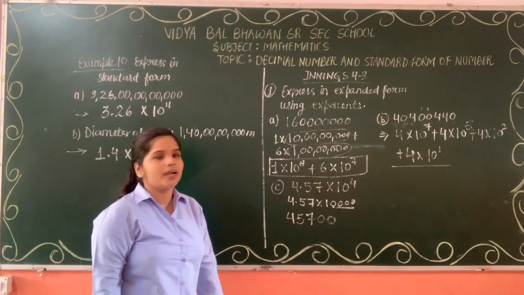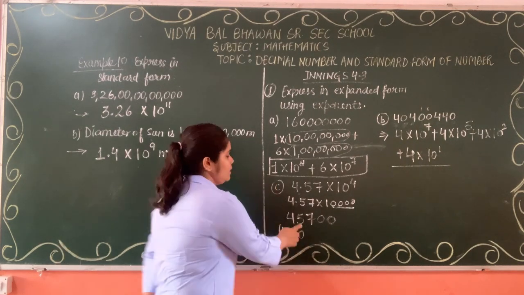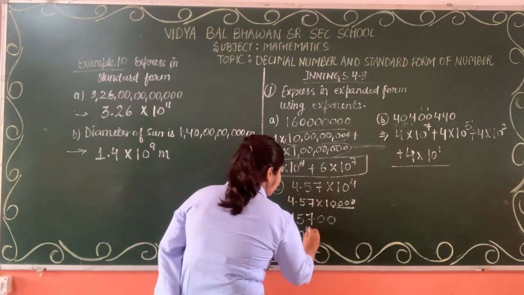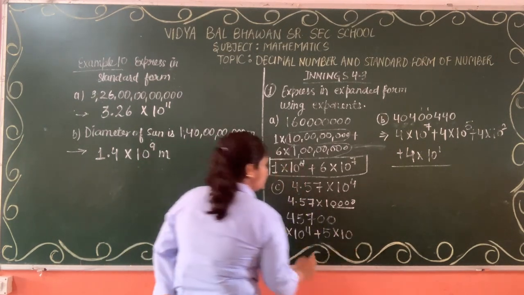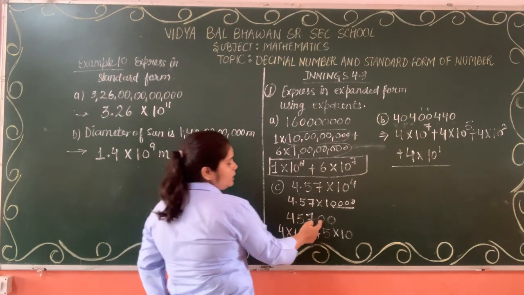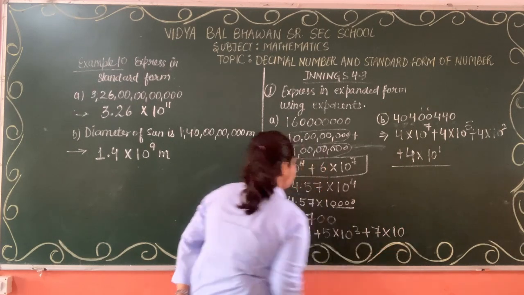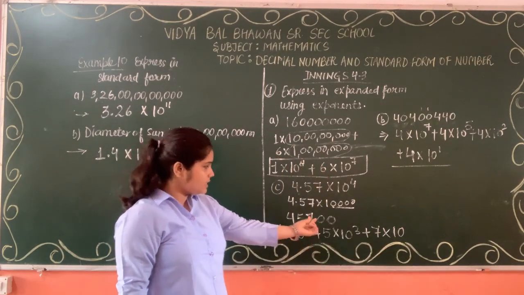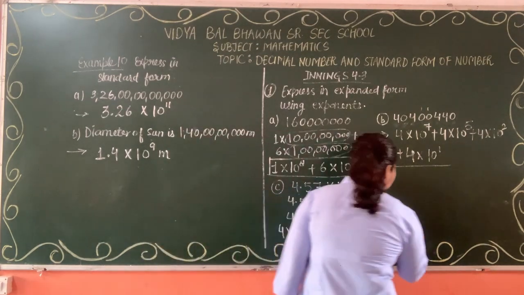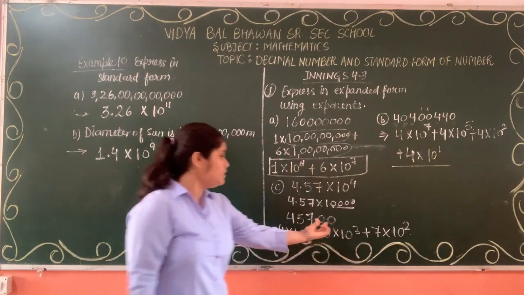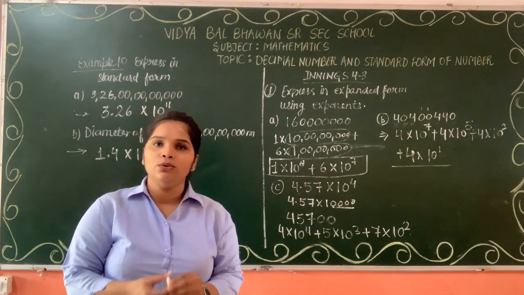Now write the expanded form of this number. So it will be 4 into 10 raised to the power 1, 2, 3, 4. Plus 5 into 10 raised to the power 1, 2, 3. Then plus 7 multiplied 10 raised to the power, you can count, it is 7 on 100th place. So 7 multiplied 10 raised to the power 2. And we can skip these 2 zeros because place value of 0 is 0 only.